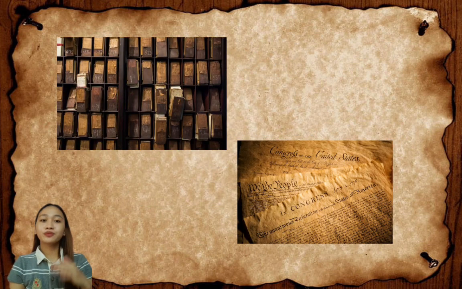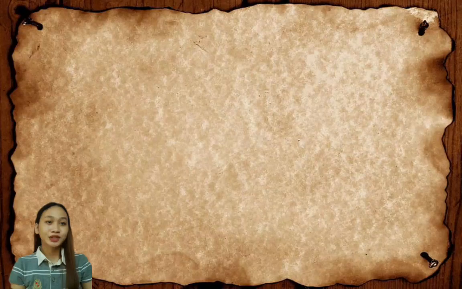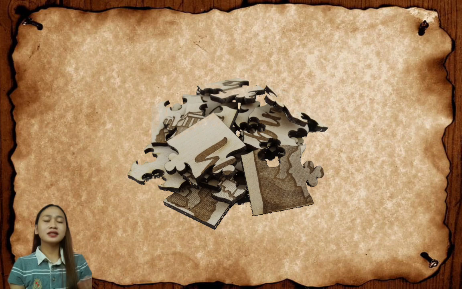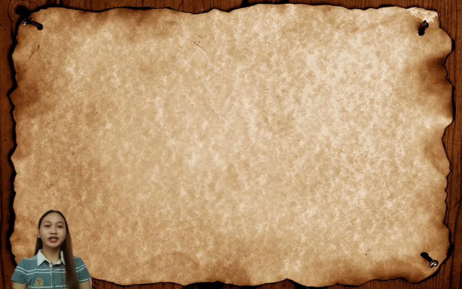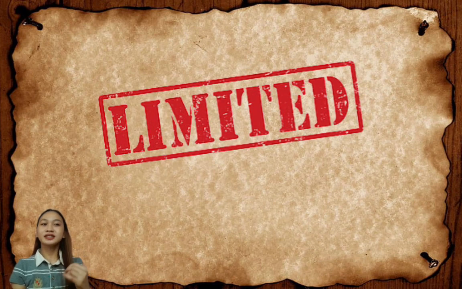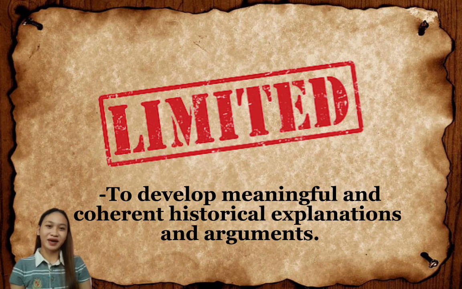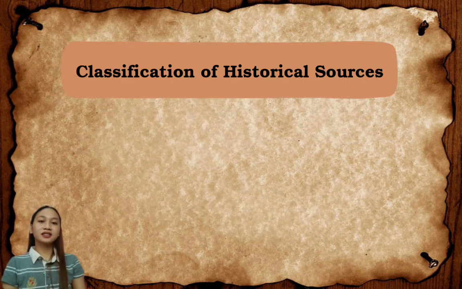Historical records are the most necessary research tools for historians in the field of past history. Historical resources are only reflections of the past, like pieces of an endless puzzle. Fortunately, the historical method guides us in an appropriate way to deal with the limited evidence in order to develop meaningful and coherent historical explanations and arguments. Let's move on to the classification of historical sources.